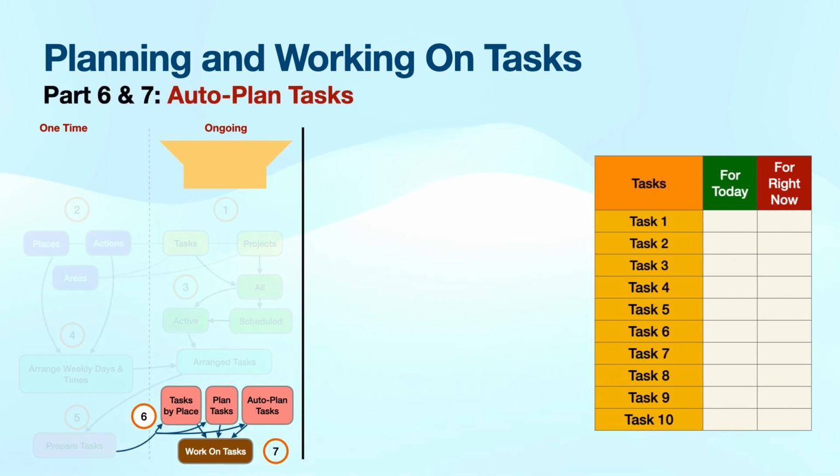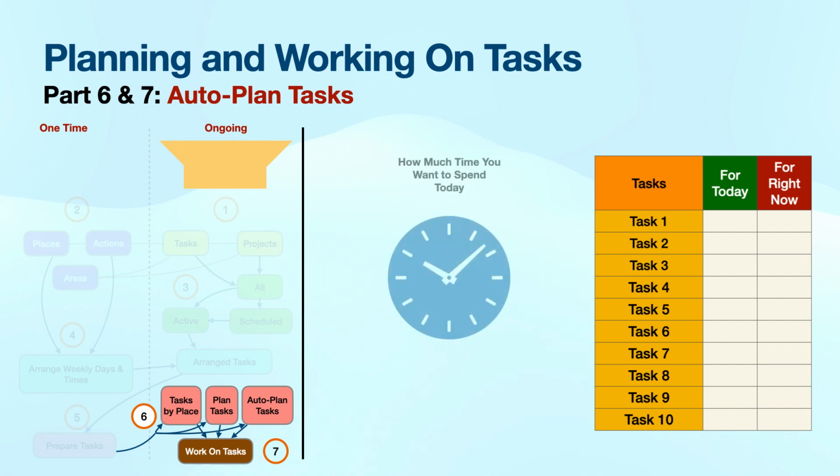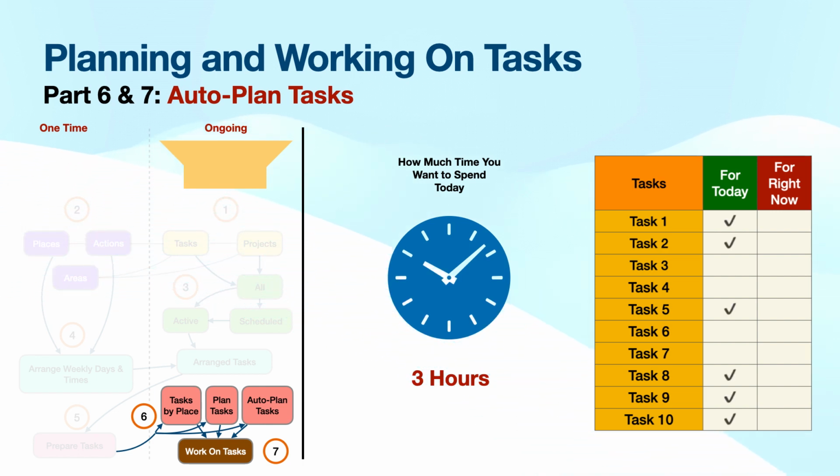Alternatively, you could auto-plan your tasks. This involves letting Cruise know how much time you want to spend. Let's say it's 3 hours. Cruise will then choose which tasks to work on today. You could then remove or add some as needed.